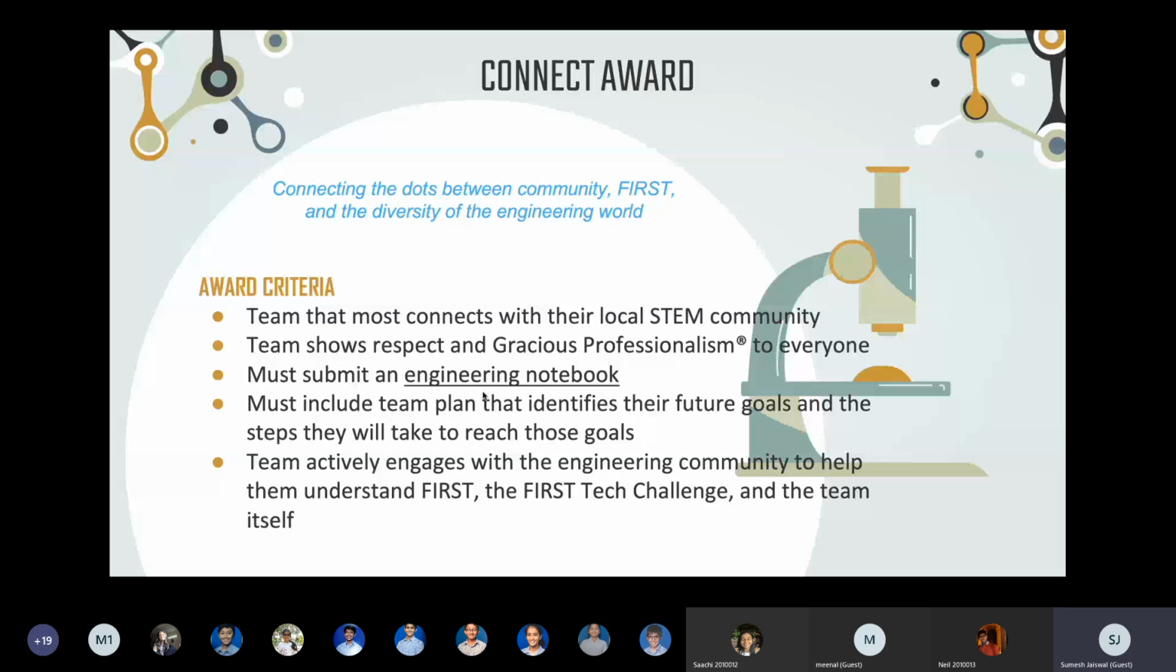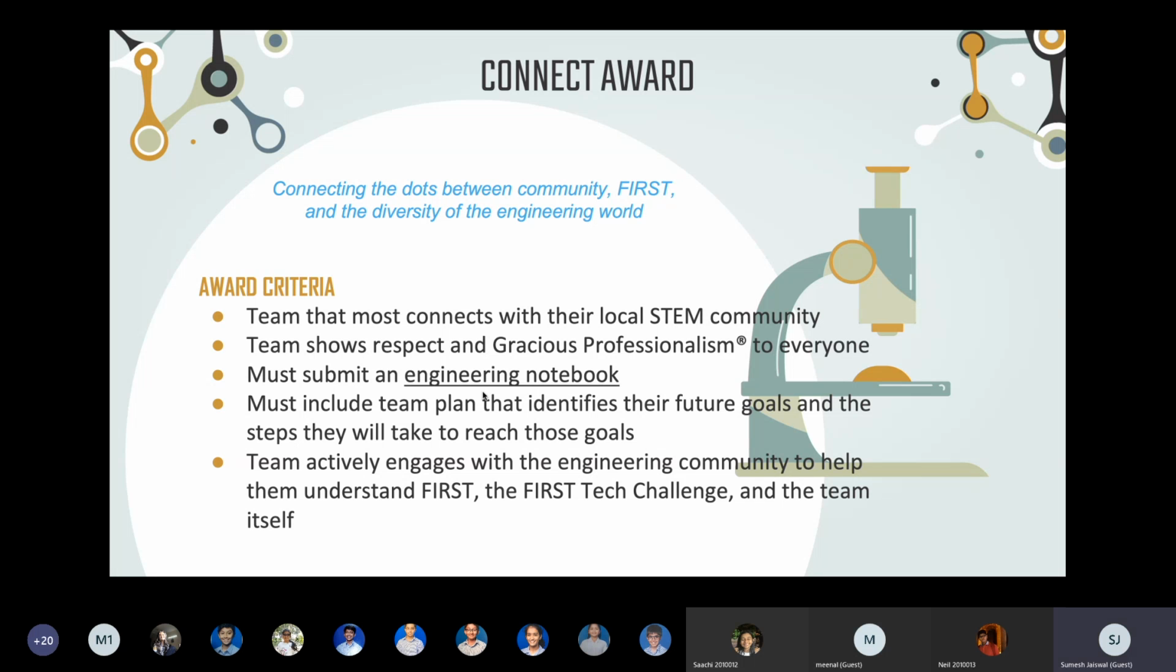The reason why outreach is done by teams in FTC is because FIRST and FTC do not want you to just work on your robot. They want you to help others build skills in science, technology, engineering, and mathematics, the STEM topics. And they want you to help others who may not be so familiar with these fields, to bring them up and to create an environment for them. That is the whole philosophy behind outreach, and the Connect Award is the one that celebrates how well a team has done its outreach.